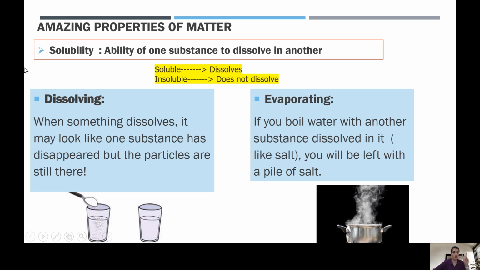That's why we are learning two terminologies. Dissolving, this is a scientific keyword, and please note it down as well. When something dissolves, this means that it will disappear. It may look like one substance has disappeared, but the particles are still there. So if I mix, for example, salt and water, after some time the salt will dissolve completely in water and it will disappear. But it does not mean that the salt is not there. It's still there. And there is a way that I can get back the salt from the water solution and the mixture, which is by evaporating.